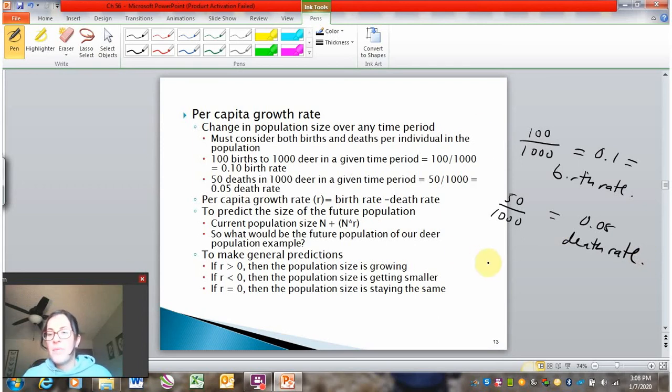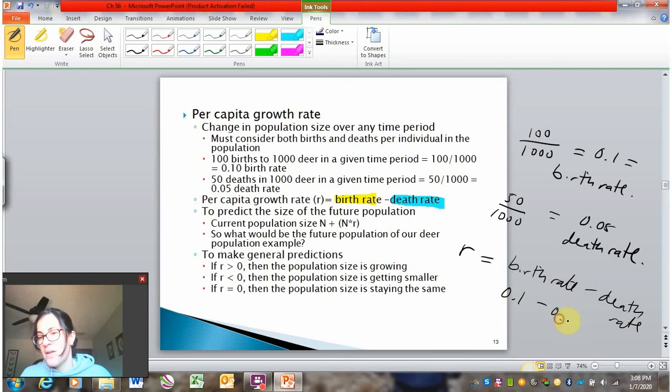And so the per capita growth rate, which is represented with a small r, is equal to the birth rate minus the death rate. So taking the births minus the deaths. So we subtract the birth rate minus the death rate. And in this case, those values are 0.1 minus 0.05. And so the per capita growth rate for this deer population is 0.05.